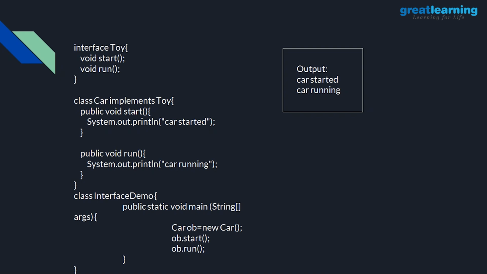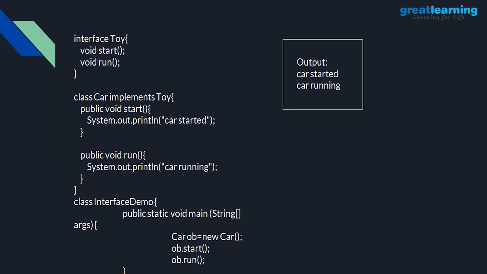The return type is void. You see, I haven't written any abstract in front of them, which was the case in the abstract class. We haven't written public abstract in front of these two methods, but our compiler will implicitly write public abstract in front of them.